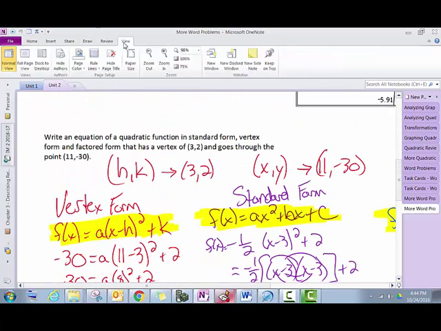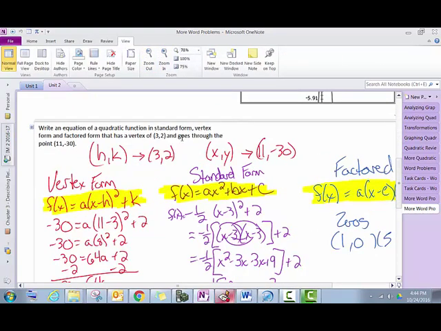Alright, now the next type of problem we're going to see is if we have, well, write an equation of a quadratic function in standard form, vertex form, and factored form that has a vertex of 3, 2, and goes through the point 11, negative 30. Well, if it has a vertex of 3, 2, that's our h and our k.